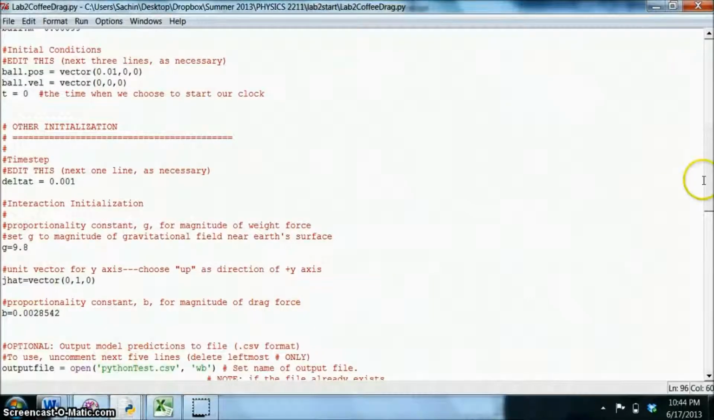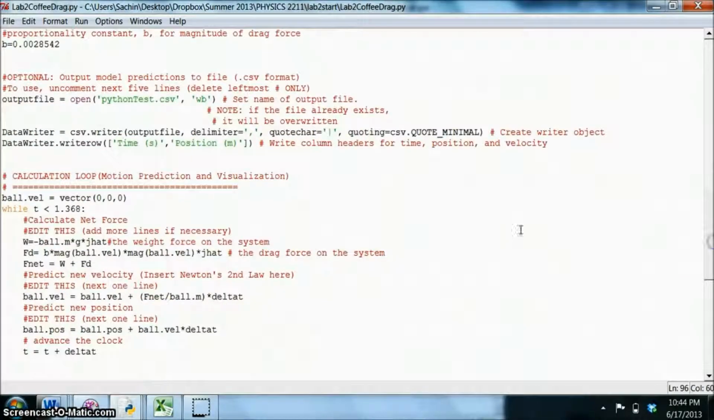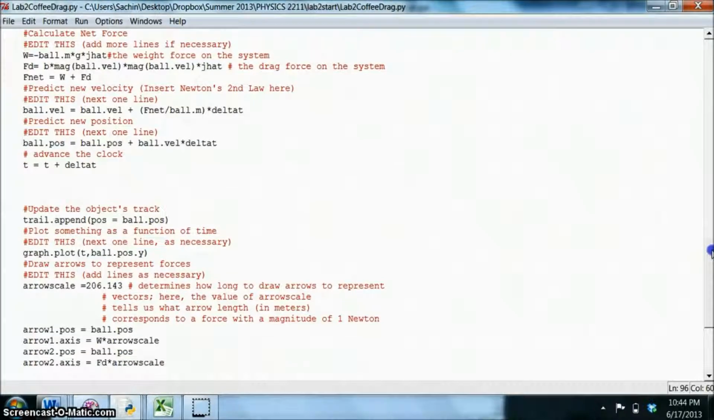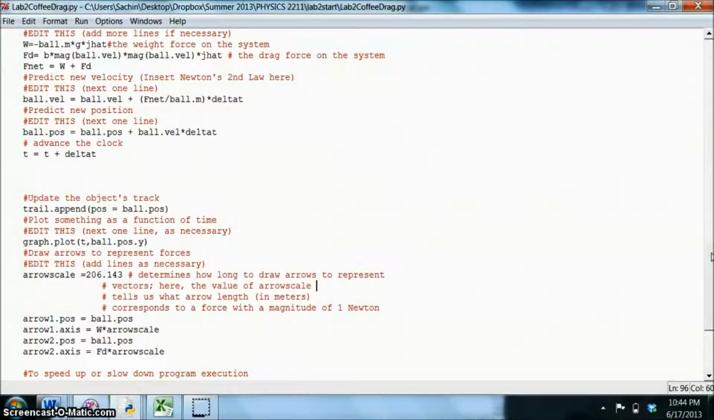And so we go down here, my calculation loop. This is the final time loop that we got from tracker. Here's the weight force formula, the mass times g times j hat. Here's the drag force formula, times the magnitude. There's two magnitudes indicating that it's squared, the j hat and the drag coefficient b. These two add up to be w plus fd, which is the f net. And here we have Newton's second law and the position of the ball. Arrow scale I calculated the same way we were taught to in the videos, with 2 divided by mg, with 2 being in meters, and that's how I got my arrow scale.